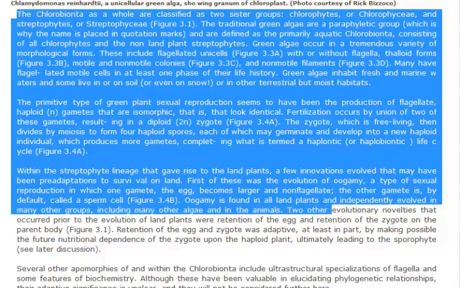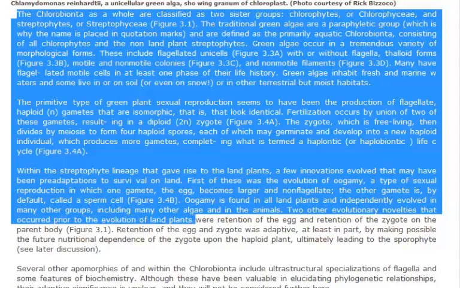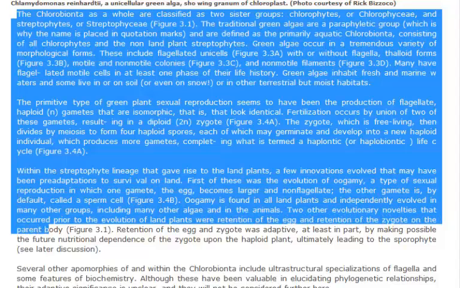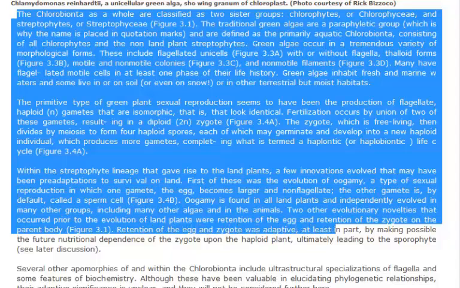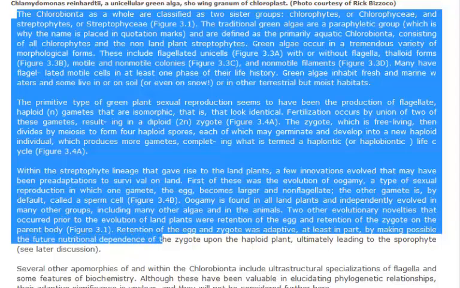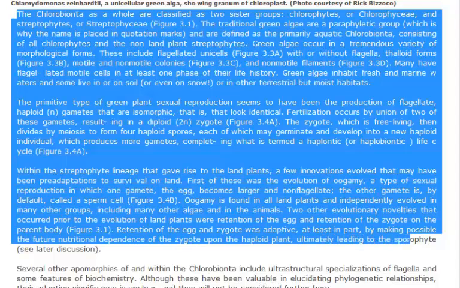Two other evolutionary novelties that occurred prior to the evolution of land plants were retention of the egg and retention of the zygote on the parent body. Retention of the egg and zygote was adaptive, at least in part, by making possible the further nutritional dependence of the zygote upon the haploid plant, ultimately leading to the sporophyte.